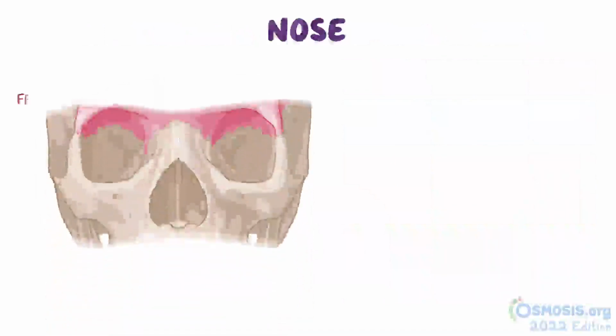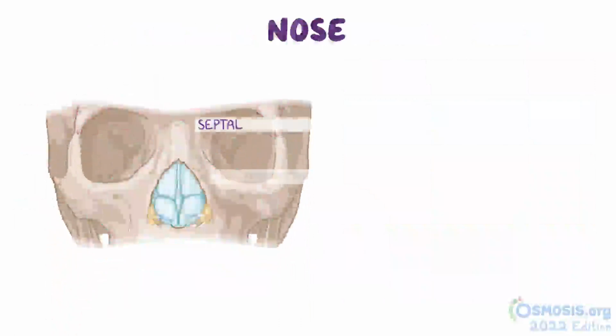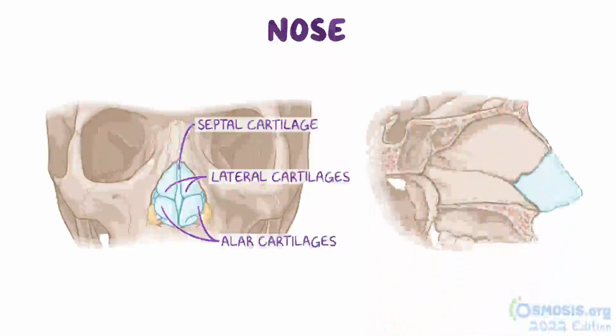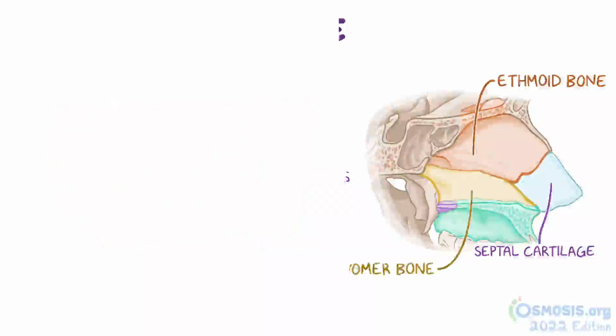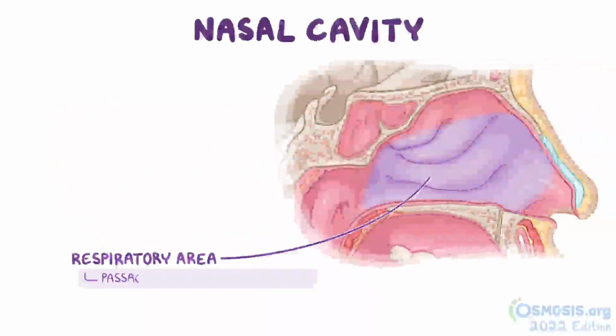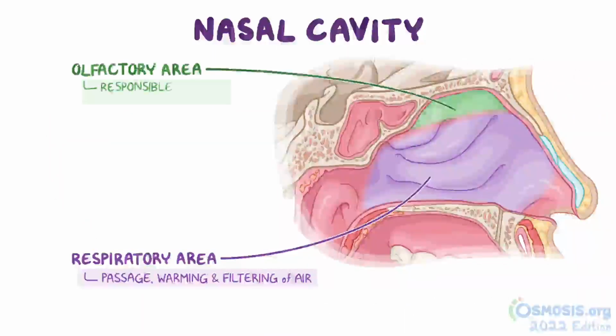Alright, as a quick recap, the nose is made up of the frontal, nasal, and maxillary bones, as well as the septal, lateral, and alar cartilages. The nasal cavities are separated from one another by the nasal septum, which consists of the septal cartilage anteriorly and the ethmoid bone and vomer posteriorly. Each nasal cavity is divided into the respiratory area, responsible for the passage, warming, and filtering of air, and the olfactory area, responsible for the sense of smell.